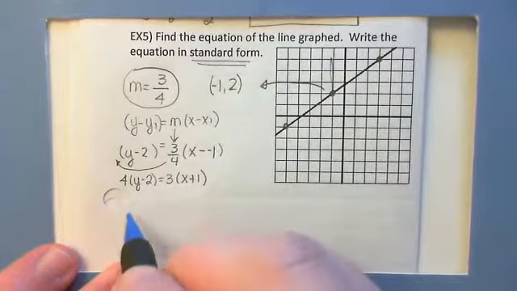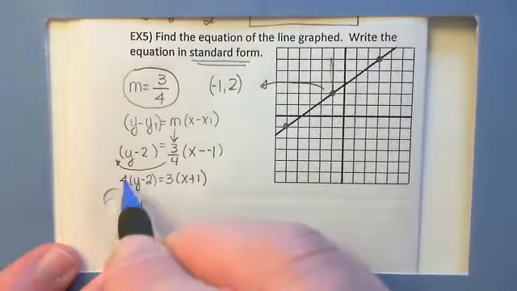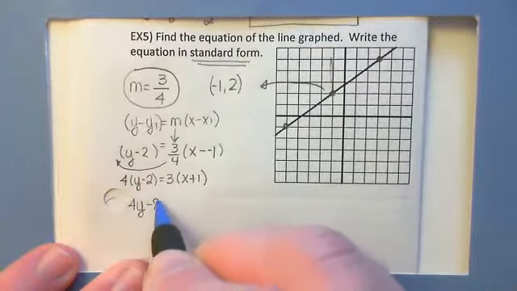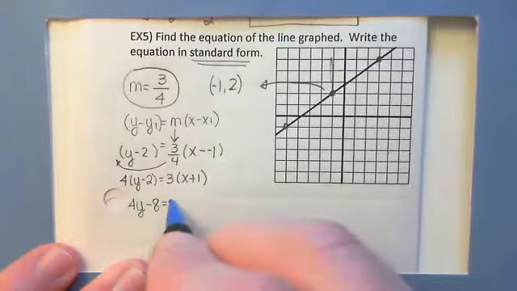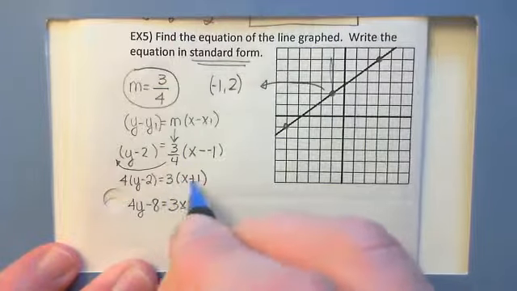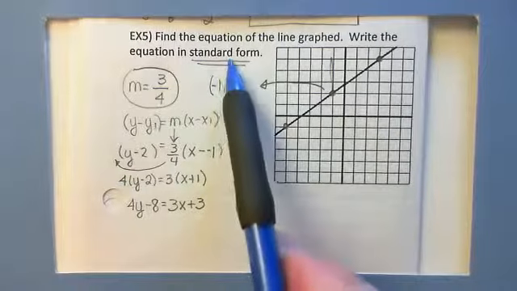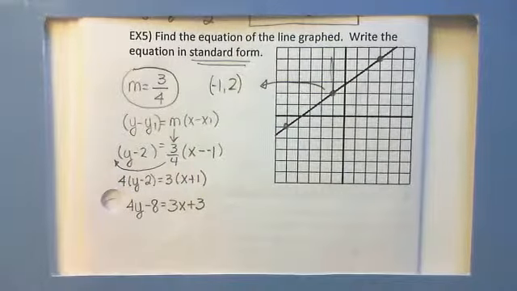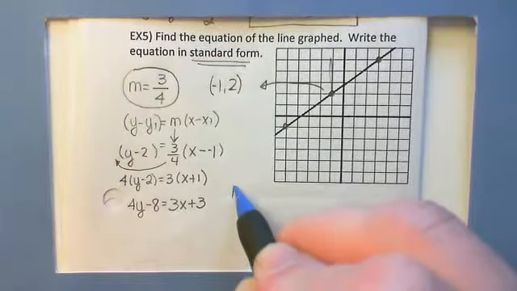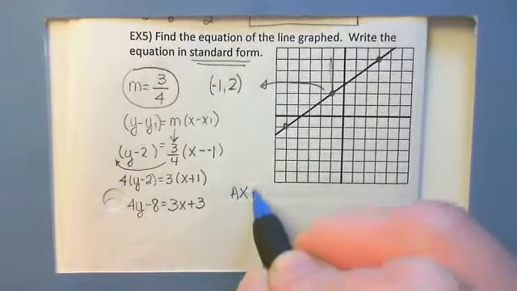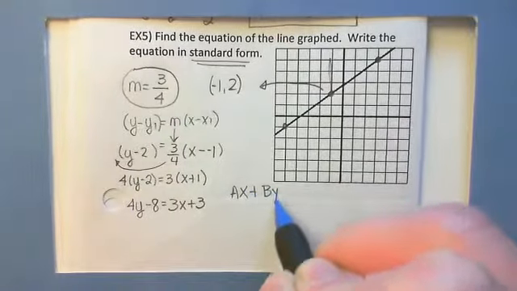Alright, 4 times y is 4y, 4 times 2 is 8, 3 times x is 3x, and 3 times 1 is 3. Now let's talk about standard form. Standard form means you have whole numbers, and it is in the form of ax plus by equals c.